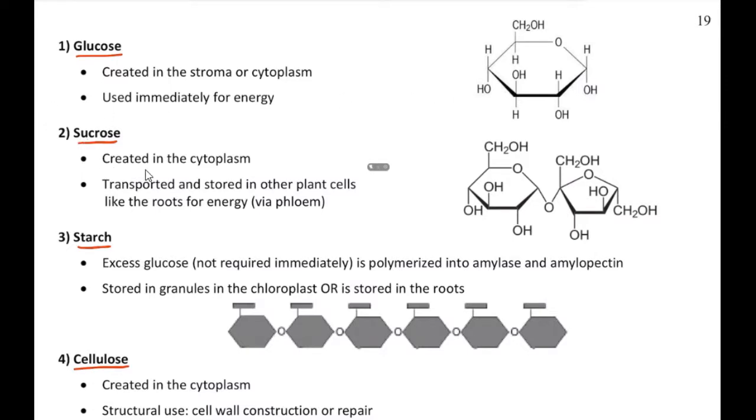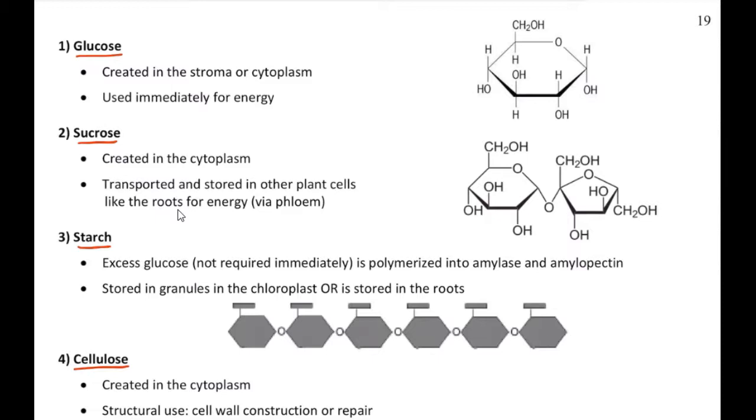Sucrose is how I'm going to try to transport it, and this will happen out in the cytoplasm. It doesn't have to happen in the chloroplast. This happens in the chloroplast possibly. Could be in the chloroplast, could be out in the cytoplasm, just depends. And I'm going to transport it to any plant cell that needs sugar for its energy. It's going to use it for cellular respiration, right? Or go store it somewhere. You can use the phloem tubes to store it in the roots, store it in the stem, wherever your storage happens to be for that type of plant.